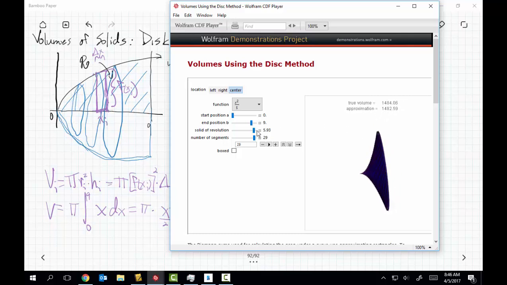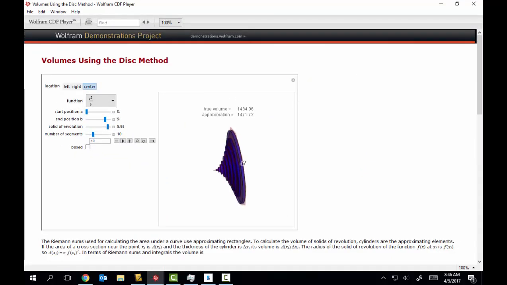All right, let's turn the number of segments down again so we can sort of see how, I don't know why it's so small. Even if I make it big, look at that though, that's amazing. Love it. Look at that.